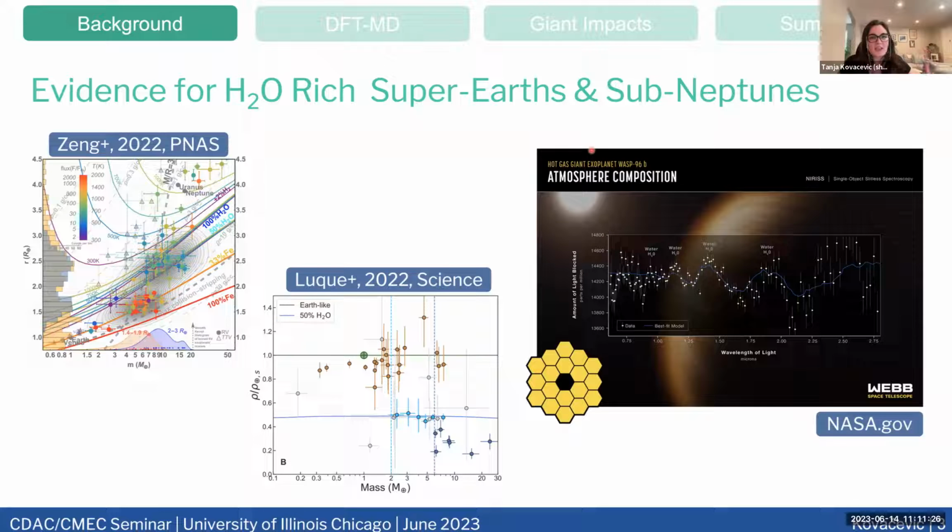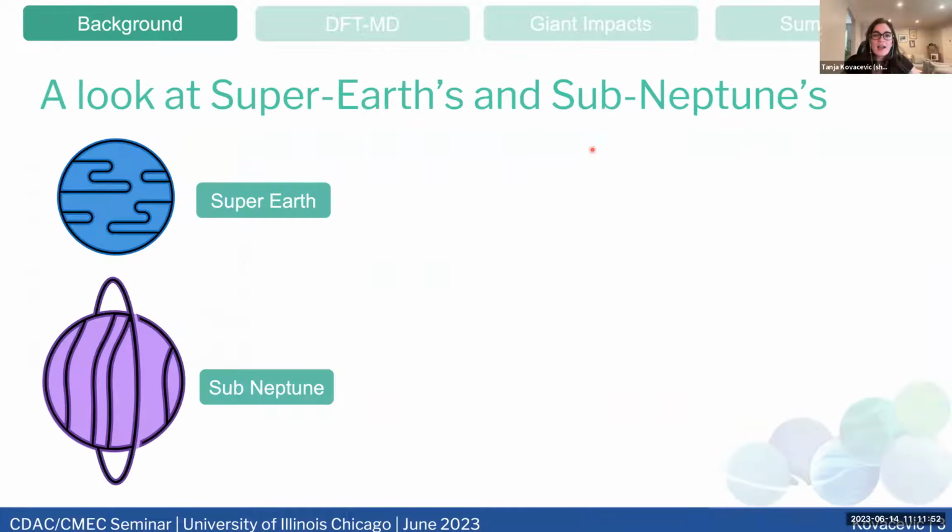So even new proposals for JWST are looking for water worlds. There was an ESA report of sending a mission either to look at water worlds or to look at Uranus and Neptune to understand their interiors. So I hope I've been able to motivate the interest in water worlds and provide some evidence that maybe we already discovered some water worlds. We just can't really distinguish them quite yet.